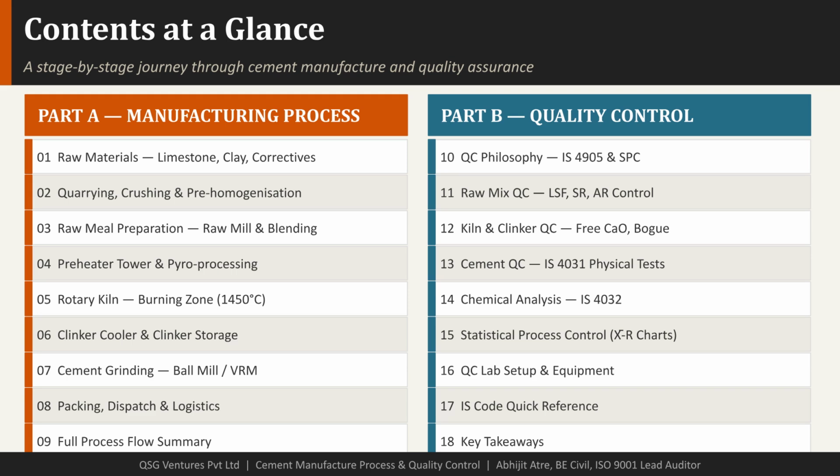Our journey is divided into two parts. Part A covers the manufacturing process, from raw materials, quarrying, milling, preheating, and the rotary kiln, to grinding and dispatch. Part B focuses on quality control, including QC philosophy, raw mix, kiln, clinker, and cement testing, along with statistical process control and a quick reference to IS codes.